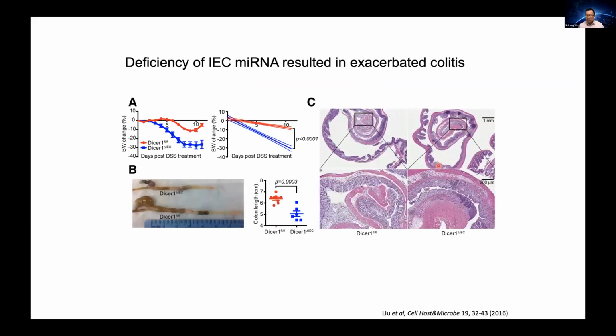So in the phenotype, we want to have a look. If the microbiome is changed upon knockout of the microRNA in the gut, what's the consequence? We use the DSS-induced colitis model. We induced colitis in these mice. We found that upon gut epithelial cell microRNA deficiency, the disease is much more severe, as you can see in the blue one.